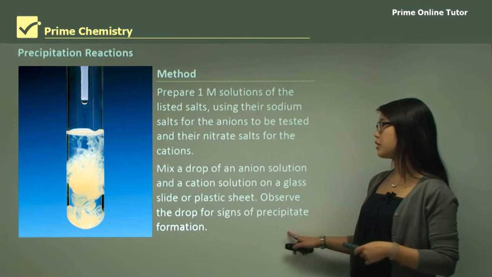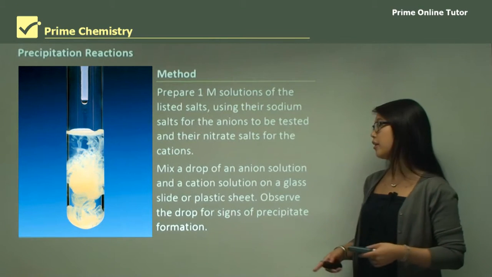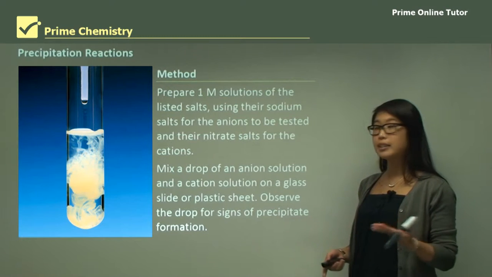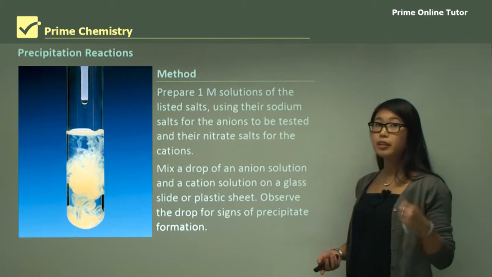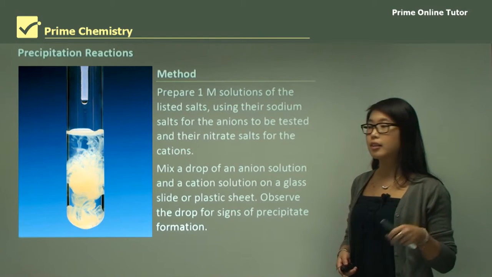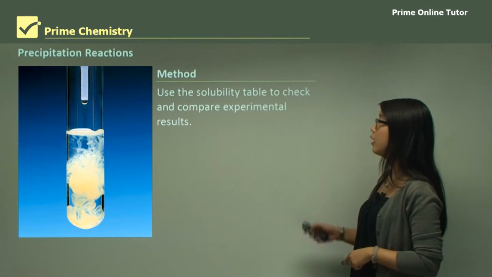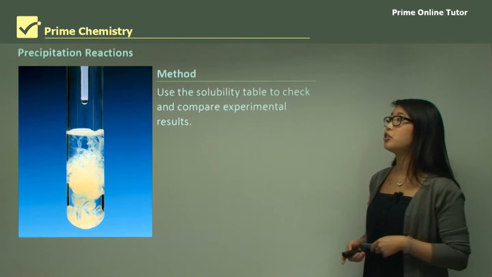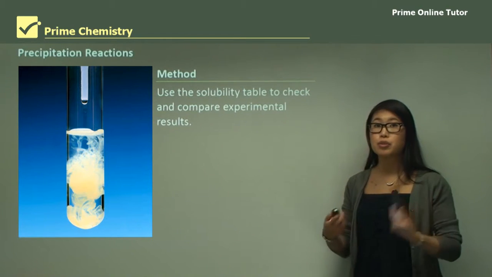So we mix a drop of an anion solution and a cation solution on a glass slide or a plastic sheet, and look in the drop to see if a precipitate forms, so some sort of solid, like murkiness. And then we'll look at the solubility table to check and compare our results to what we expect.